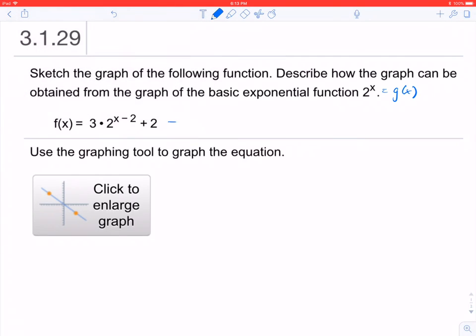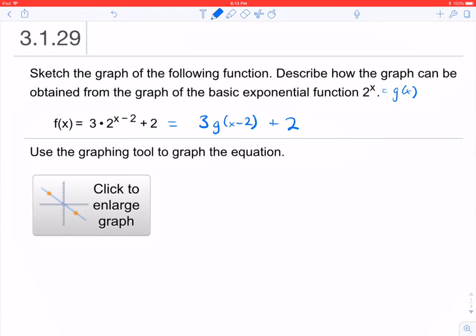So now g of x is 2 to the x. Now the x minus 2 needs to be inside. So if we say g of x minus 2, then we'll get that x minus 2 part. We multiply the outside of the function by 3, and then also on the outside we added 2. So now in this form, f of x equals this part in blue on g of x, and to list the transformations, we go from the inside to the outside.